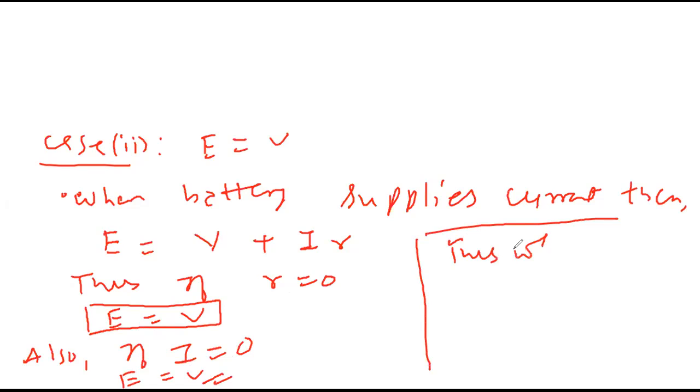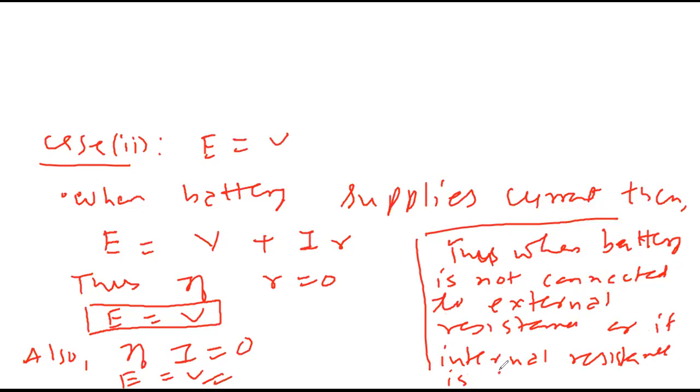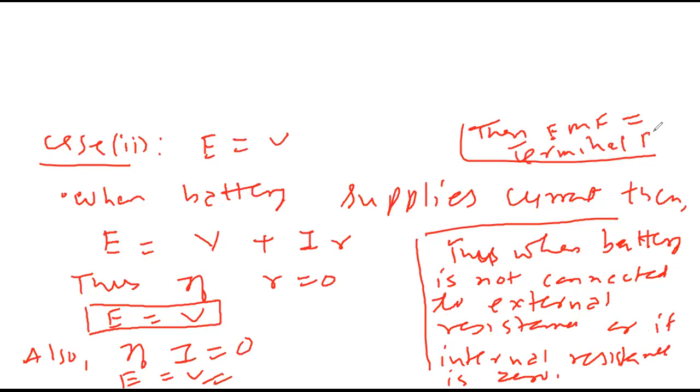Thus, when the battery is not connected to external resistance, or if internal resistance is 0, then EMF equals the terminal potential difference. Now for people, case 2.